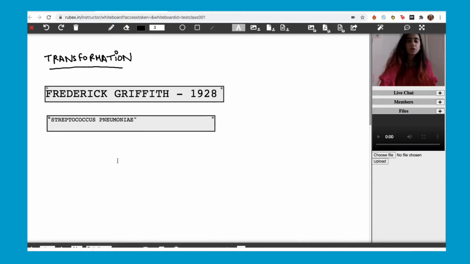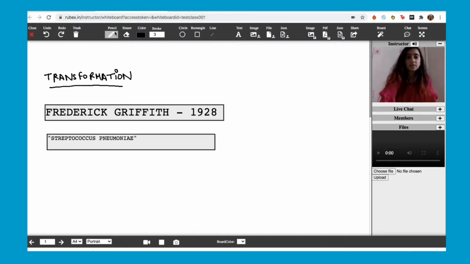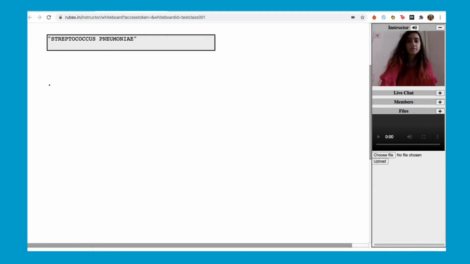Now we are going to move forward with the details of the experiment. This experiment was very important. It was the first which helped us to identify the nature of the genetic material, whether it is DNA, RNA, or proteins. So let's come to the main part of the experiment now. There were two strains of this bacteria that were used. One was the S strain and the other was the R strain.